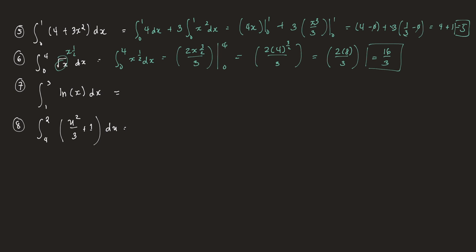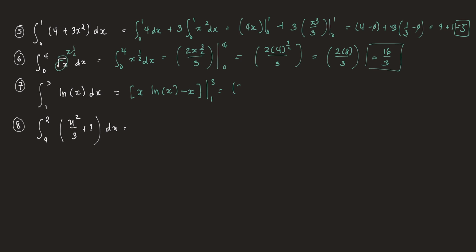Next one is a special one. So by rules of integration, you know that the integral of ln x, so that's x ln x minus x. So in reality, it's an application of integration by parts, but it's commonly accepted as a typical rule. So we'll just evaluate that from 1 to 3.